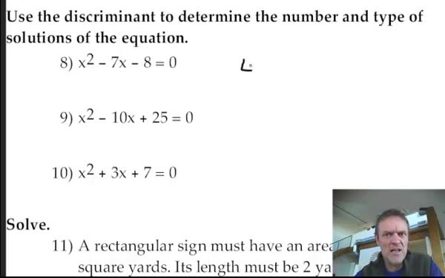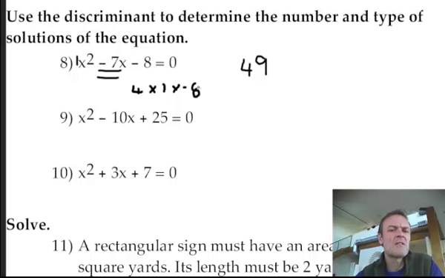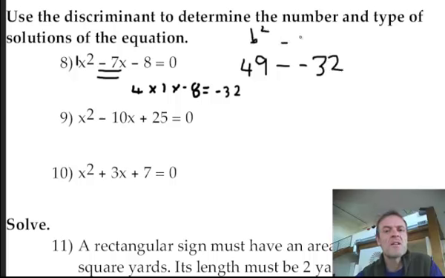Okay, so all I need to do is, what's b squared minus 4ac? b squared is 49, all right? That's negative 7 squared. What's 4 times 1 times negative 8? 4 times 1 times negative 8, that's negative 32, okay? But remember, it's minus 4ac, so it's minus. So remember, b squared minus, here is your 4ac bit, which is negative 32.